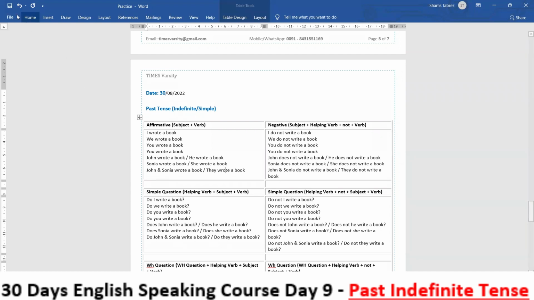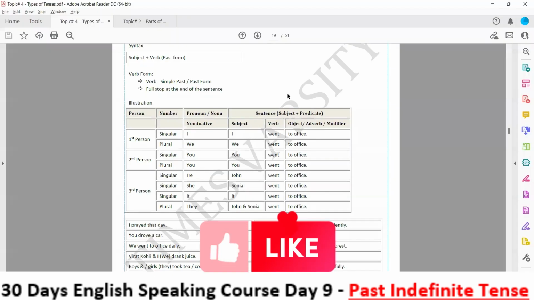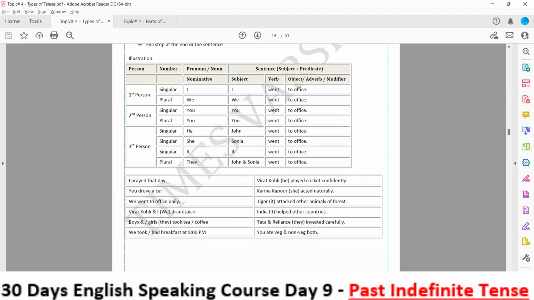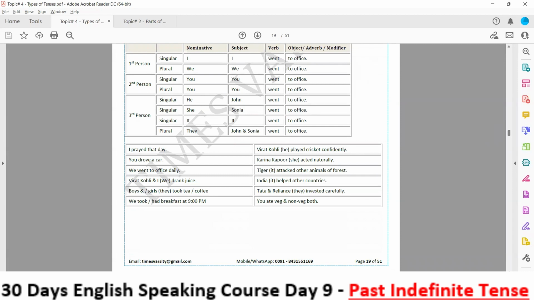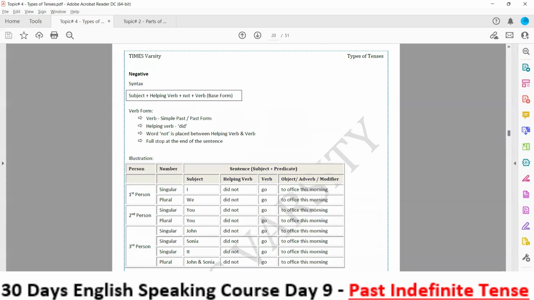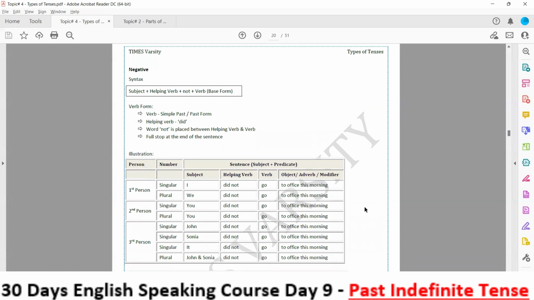Now, this is about the affirmative sentence. After affirmative, we have negative. As we know, for all negative sentences we use a helping verb with not. So similarly, if we look at the syntax, it's subject plus helping verb plus not, then verb. And when we are using a helping verb, then the first form of the verb is used, that is the base form.